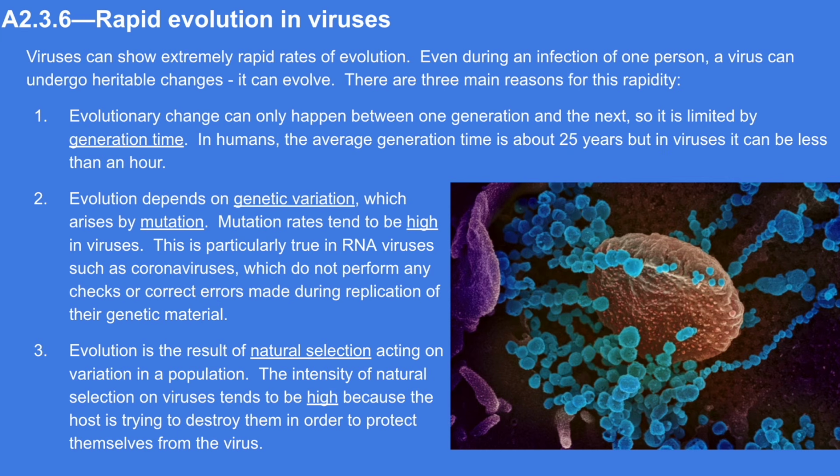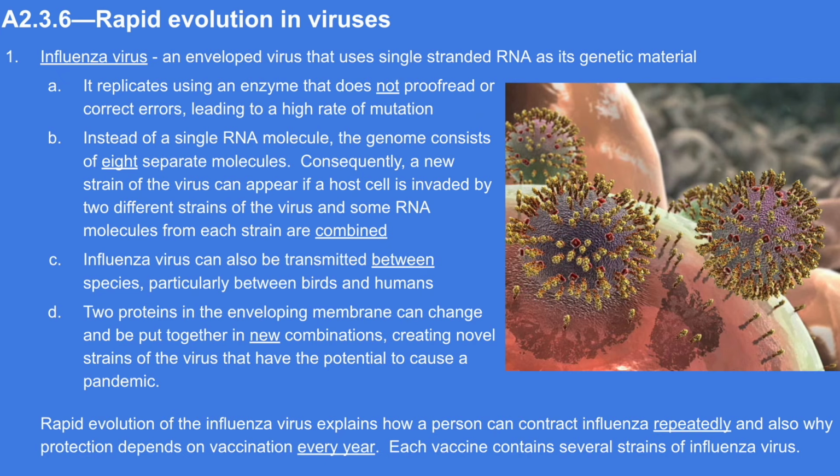Okay, viruses show extremely rapid rates of evolution. A virus can evolve even during infection of one person. Okay, it's limited by generation time. Viruses' generation time can be less than an hour, meaning we can see very, very fast evolutionary changes. Okay, evolution depends on mutation, and mutation rates tend to be high in viruses. Evolution is a result of natural selection. This is going to be high because those viruses are constantly being attacked by the host's immune system.